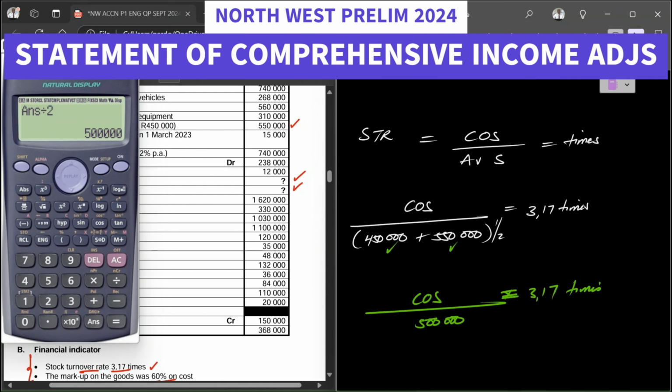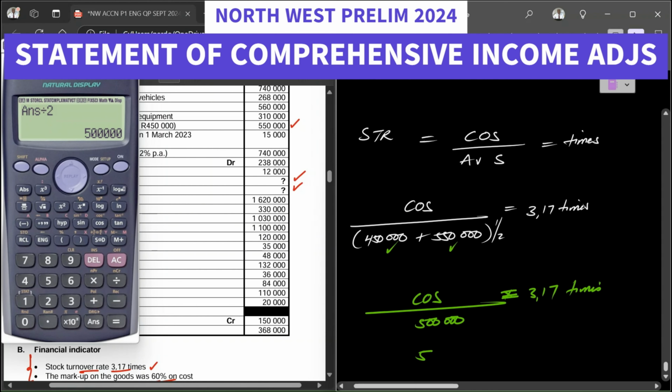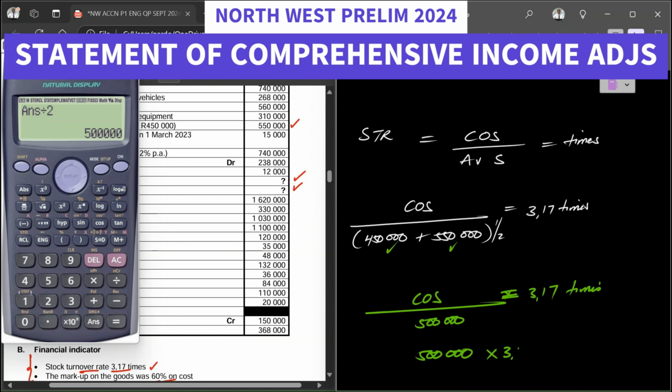3.17 times. So for me to solve this, I will simply multiply the 500,000 by 3.17. In other words, to get my cost of sales, I'll say 500,000 multiplied by 3.17 is equal to my cost of sales. That will give me my cost of sales, which is 1,585,000.